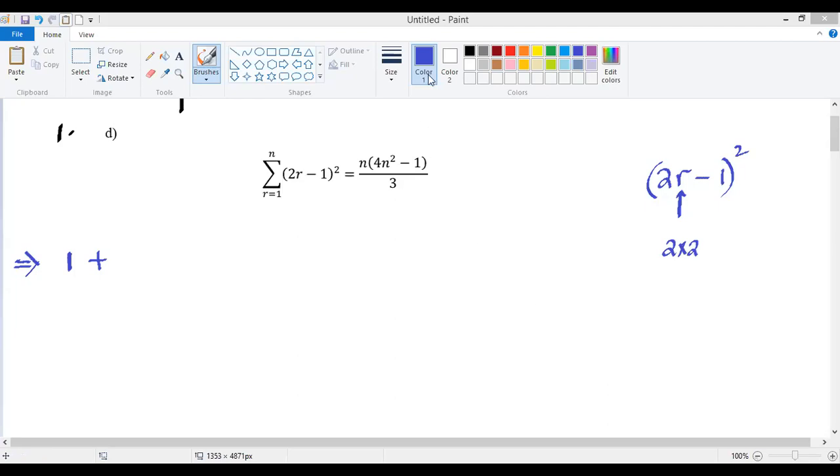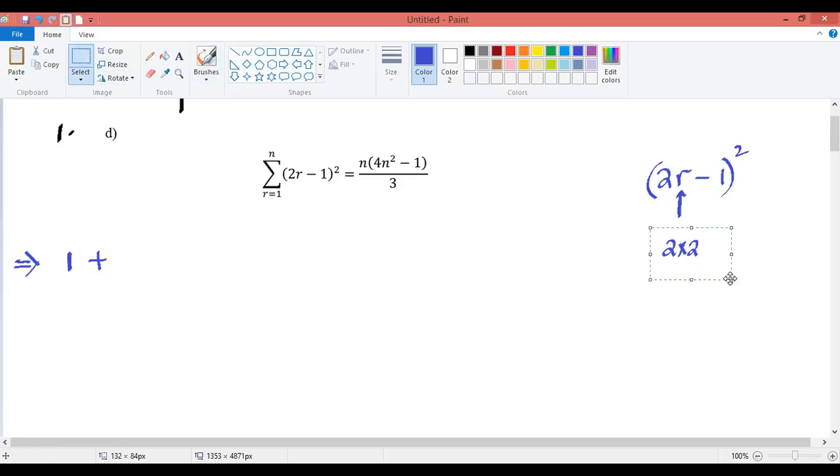And I've been saying that we are deducing the series. When you feed in this expression, when you feed in r as 1, you see 2 times 1, which is 2 minus 1, which is 1 squared. Feed in a 2, you get 4 minus 1, which is 3 squared, which is a 9.